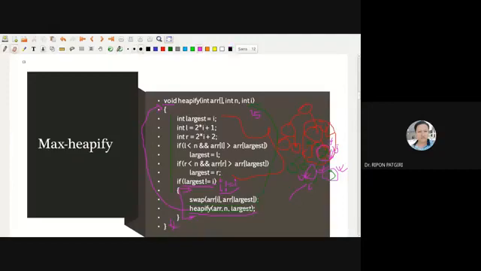So what is the time complexity? Now let me explain the time complexity of this code. Can you imagine what the time complexity is? Can someone guess?